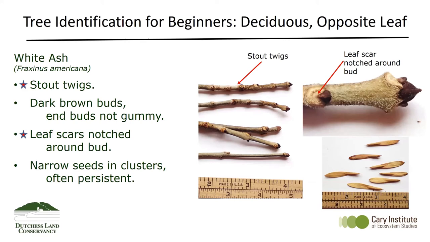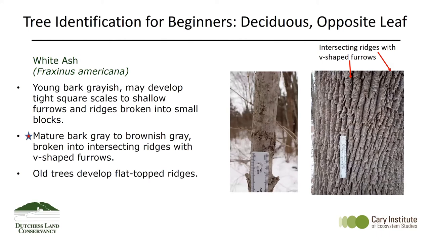The bark also gives us some easily recognizable characteristics. These intersecting ridges with V-shaped valleys or furrows between them. Gray bark is characteristic of white ash. And it's very easy to build up a picture of that in your mind and then pick these out among trees out in the forest. As we mentioned earlier, young trees often have smooth bark and are maybe more easily confused. But when you get a mature white ash, it's easy to recognize it just by its bark.